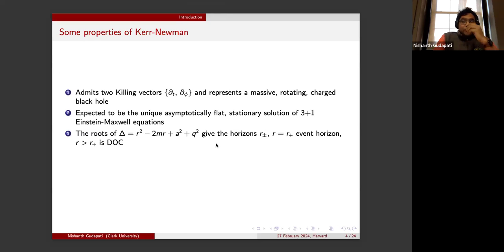And another property of that is that in the Boyer-Lindquist coordinates, you can actually find out where the domain of outer communications is and where the event horizon is. If you look at the quantity delta inside that metric and find the roots of that, the higher root is where the event horizon lies, and outside that is the domain of outer communications of the Kerr-Newman black hole spacetime. In fact, I forgot to mention that.